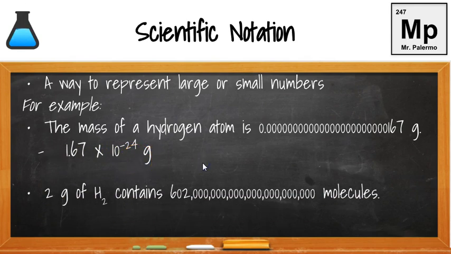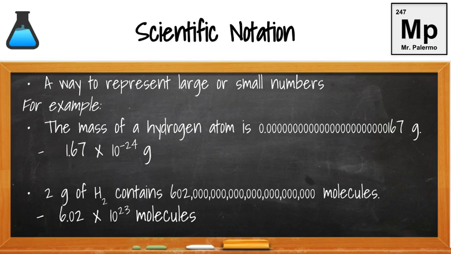If you have a really large number, like 2 grams of hydrogen molecules, 602 sextillion, there are lots of zeros here. We can represent that number again in scientific notation as 6.02 times 10 to the 23rd molecules.